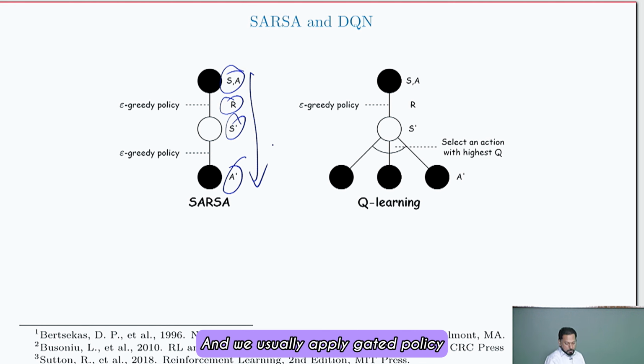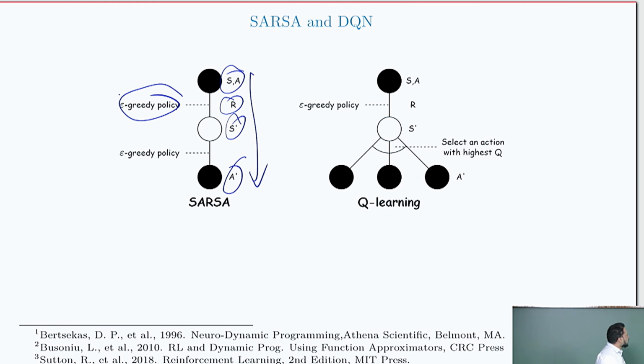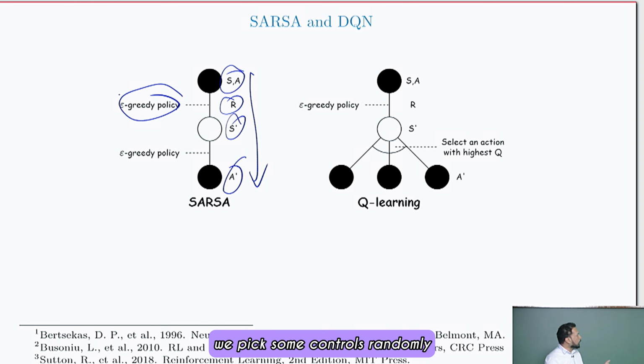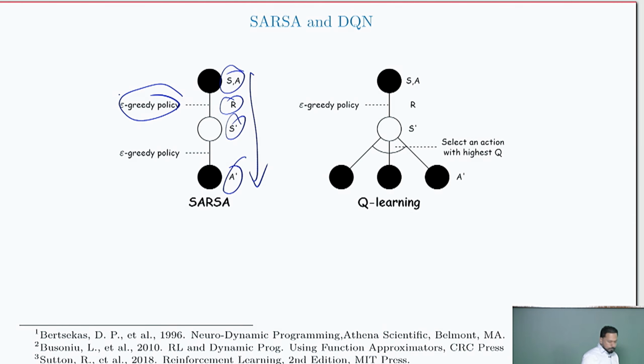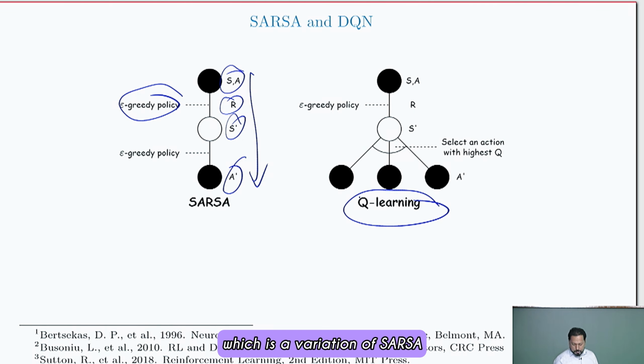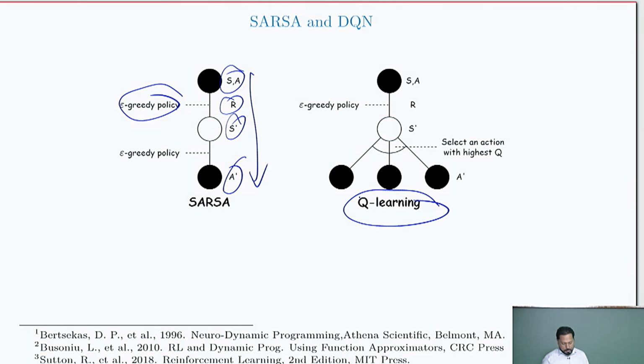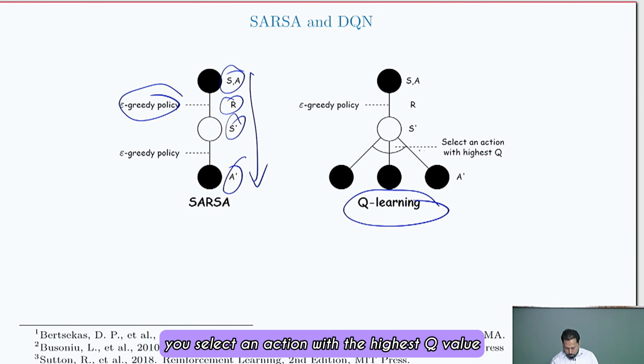And we usually apply a greedy policy when we are training. Then as I said before, we pick some controls randomly with some probability, and then we select those actions and so on. But then there is another algorithm which is a variation of SARSA, and this says that you select an action with the highest Q value.